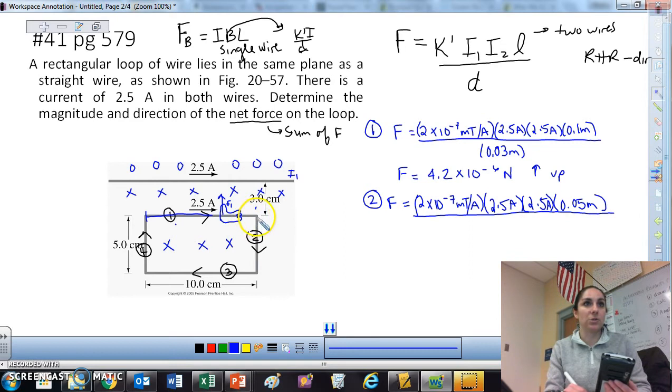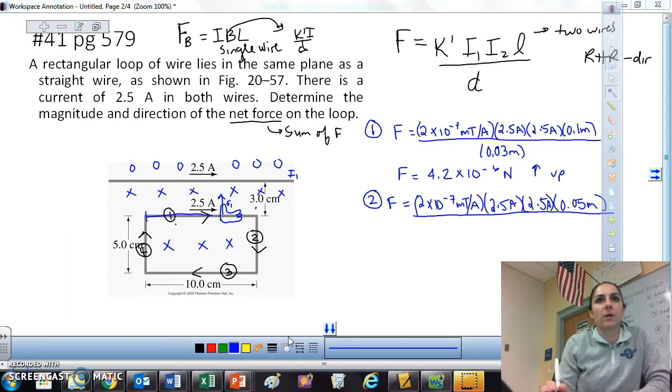Now, this is the interesting part. Notice that this is a changing distance. It goes from 3 to over here, which is 5. So when we calculate that, right now I'm just going to put D here because that's actually kind of difficult. I actually see the fact that these two forces are going to do something interesting. Watch what happens when I use the right-hand rule here.